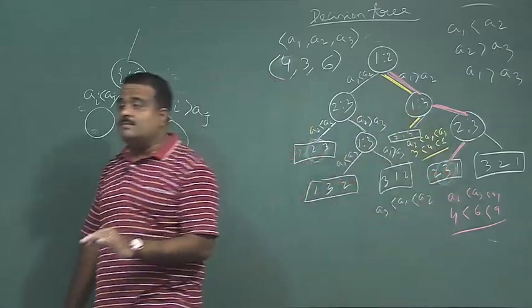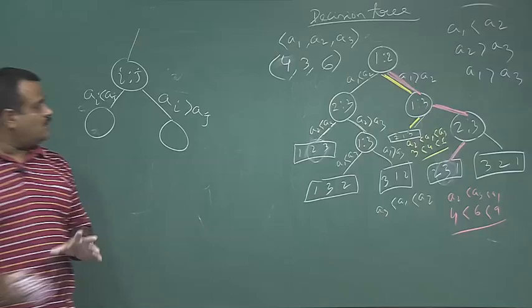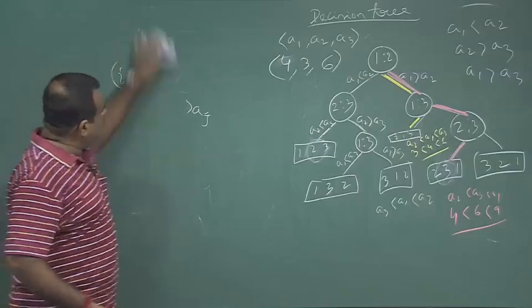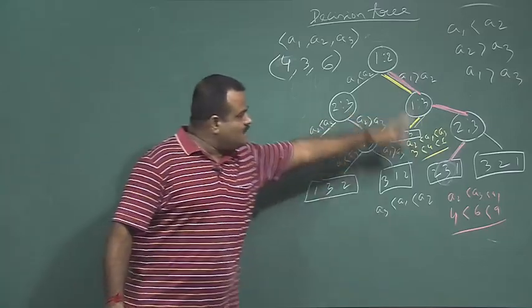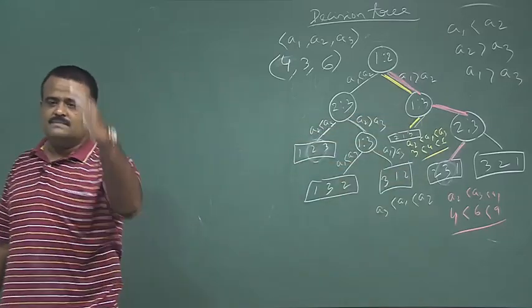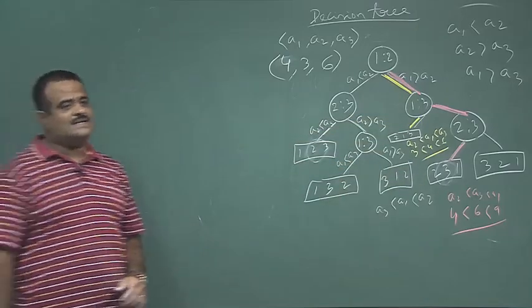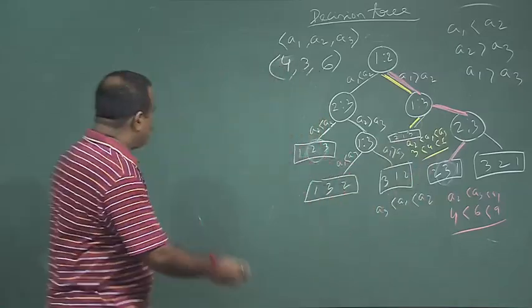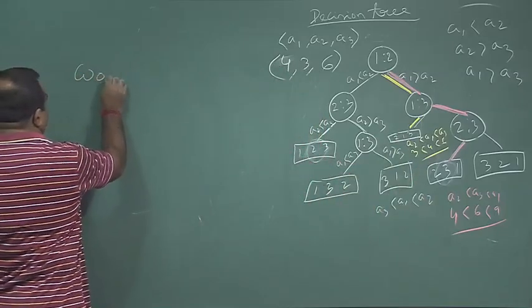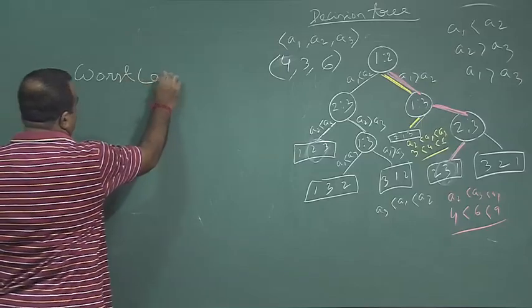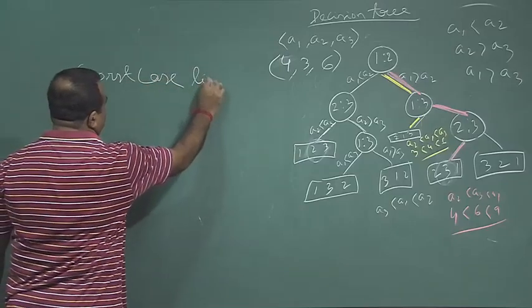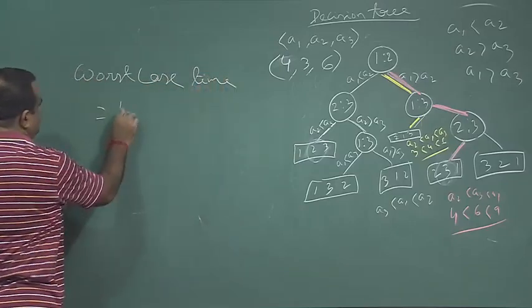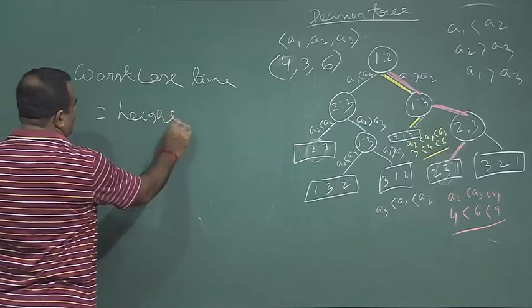So, we are talking about the worst case. What will be the worst case time? Worst case time will be the maximum length of the path, so the maximum level of this tree, and that is called the height of a tree. Maximum depth is called height. So, the worst case time is basically the height of the tree.